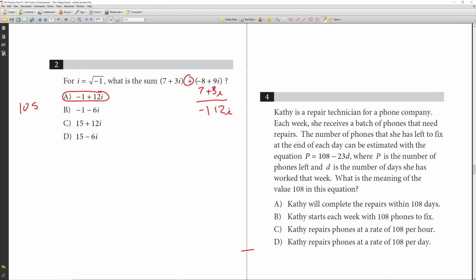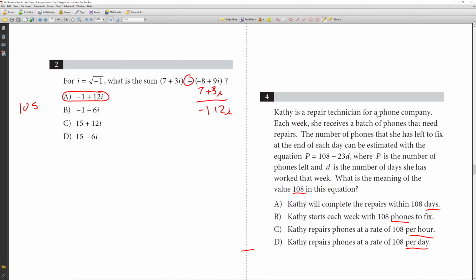Question 4. We have another passage question. Skip to the end. What is the meaning of the 108 in this equation? So that's what it's looking for. Holistic point of view, if you notice here, what's different for each of the answers, they have different units. So let's see how that helps.